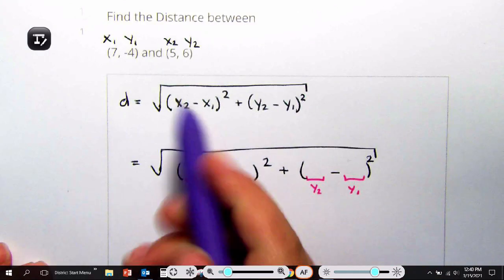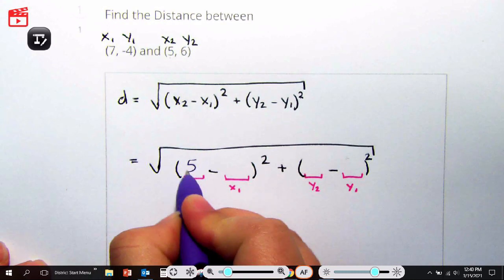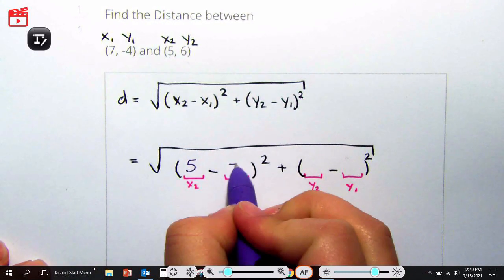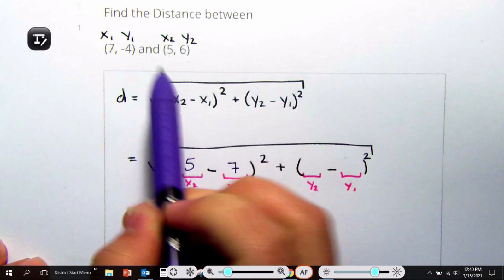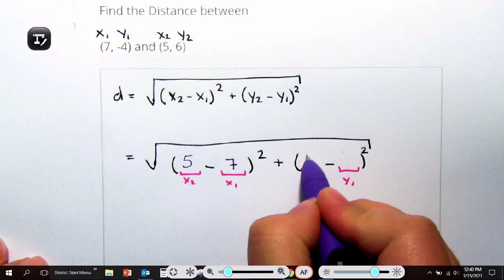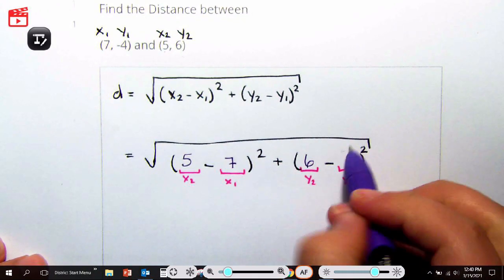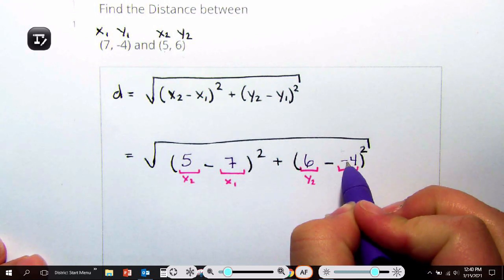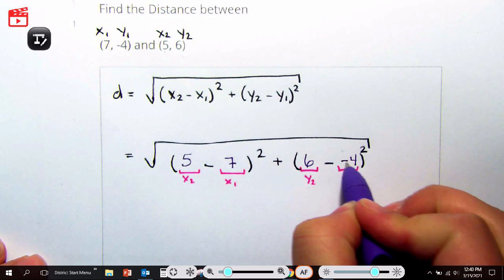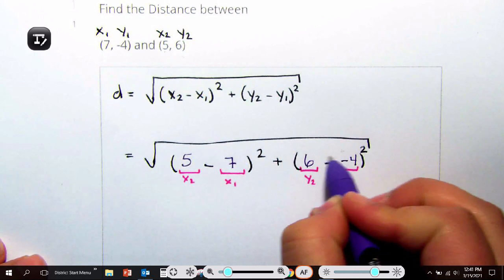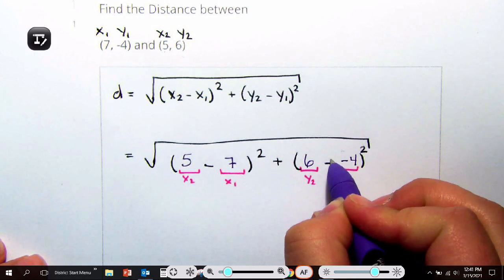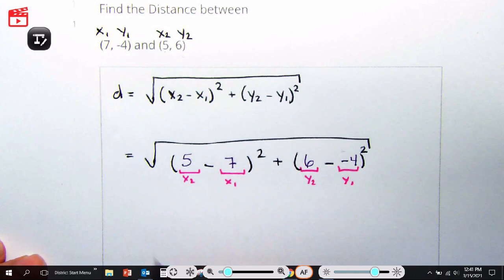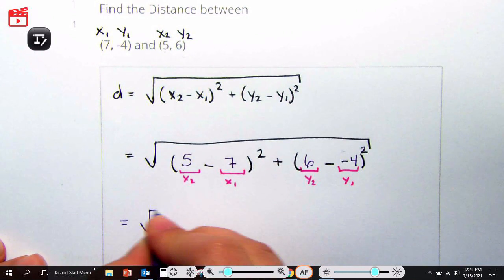So my x2 number is 5. My x1 number is 7. My y2 number is 6. And my y1 number is -4. This is the reason I like to do the setup, because sometimes if you have a negative number like -4, you forget that there is another negative, or another minus, between those two numbers. Be careful. Once you are here, you're going to subtract these two numbers.